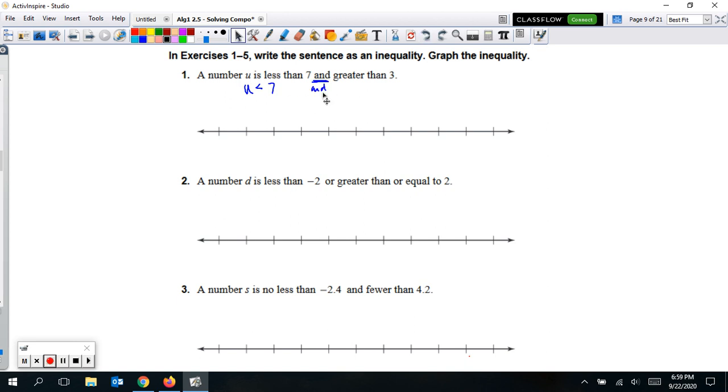We're going to say "and," write the word "and" down. And then we're also going to say that it's also greater than 3. The u is greater than 3. Should also be a fairly easy one to put down as well. U greater than 3. The greater than sign and then the 3.